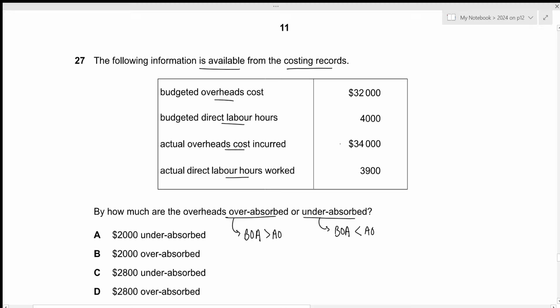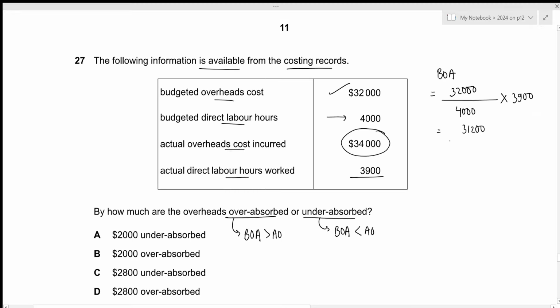In this case, we already have the actual overhead of 34,000. Now we need to calculate the overhead absorbed. So this is just transforming the budgeted overhead cost so that it can reflect the actual direct labor hours instead of the budgeted direct labor hours. So this is 32,000. If we divide it by the budgeted direct labor hours of 4,000, this will give us the budgeted overhead per hour. Now we multiply it by the actual direct labor hours so that we get the total budgeted value but for the actual direct labor hours. So 3,900. This results in the value of 31,200.